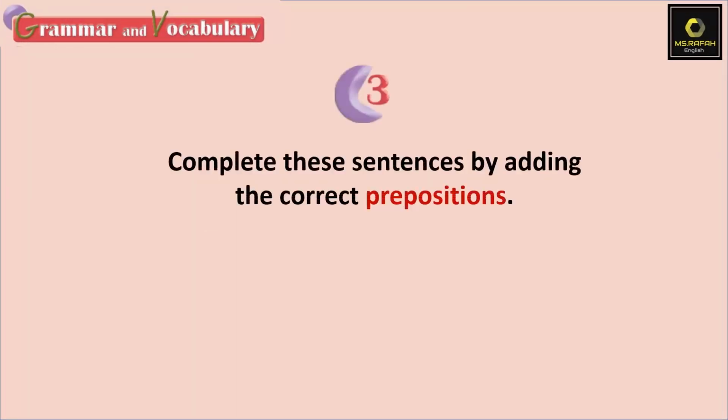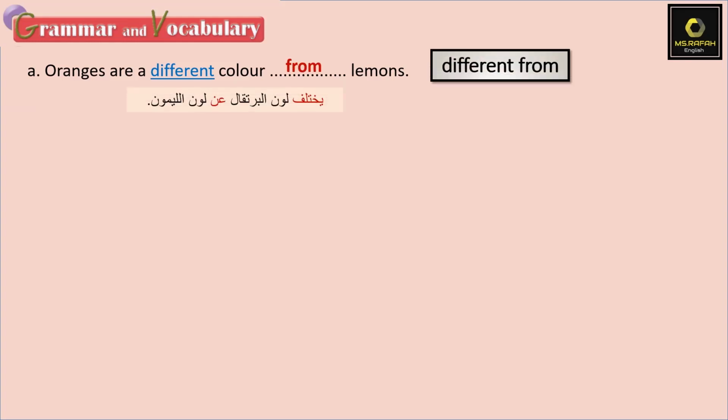Question 3. Complete these sentences by adding the correct prepositions. طبعا كل كلمة بتاخد حرف جر معين. انتبهوا للكلمات المعلمة. Oranges are a different color from lemons. دايما منقول different from.